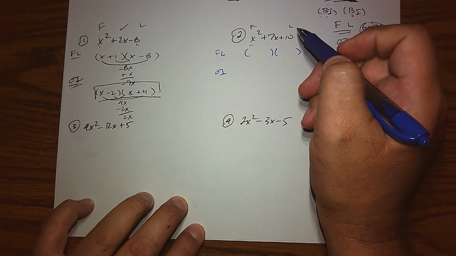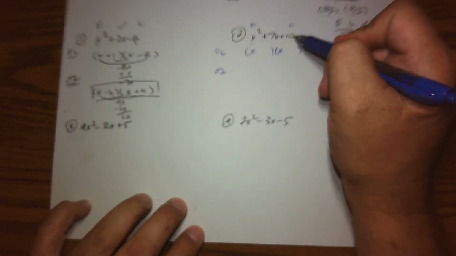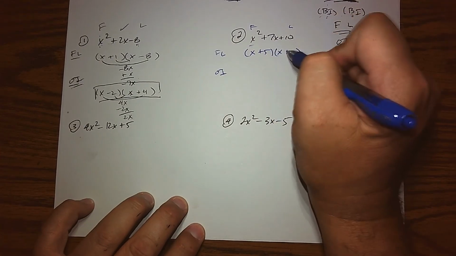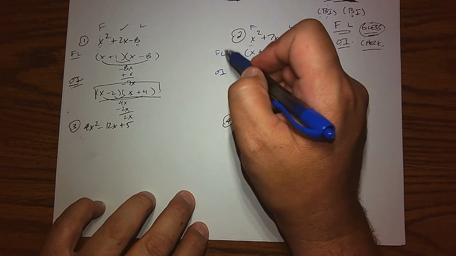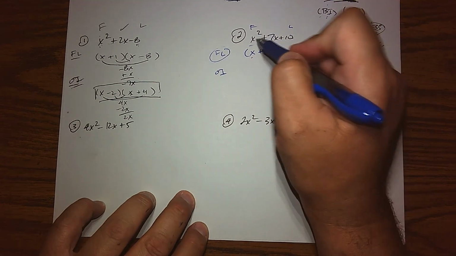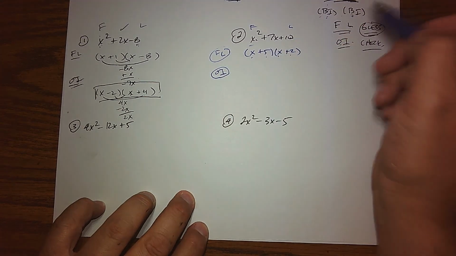What multiplies up to x squared? Well, again, it has to be x and x. What multiplies up to 10? Well, the first thing that comes to my mind is 5 and 2. And so again, my guess is good. First times first is first, last times last is last. Does it check out? Is this the right guess?